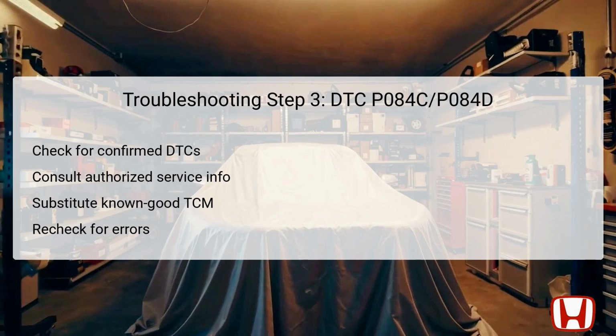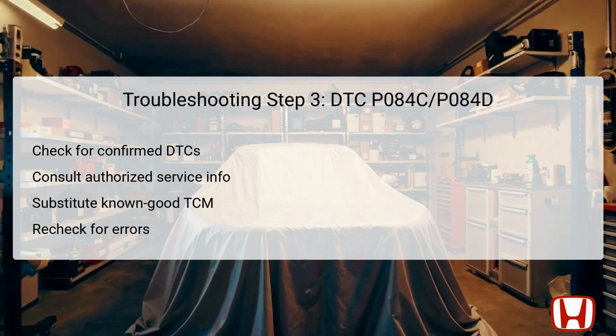Upon confirming the presence of DTC P084C or P084D, the next troubleshooting step involves verifying the failure. It is advisable to check for any authorized service information related to these DTCs for further insights into possible fixes. An effective method for isolating the root cause is substituting the faulty TCM with a known good unit. This helps to determine if the issue is related to the original TCM or potentially other connected components.